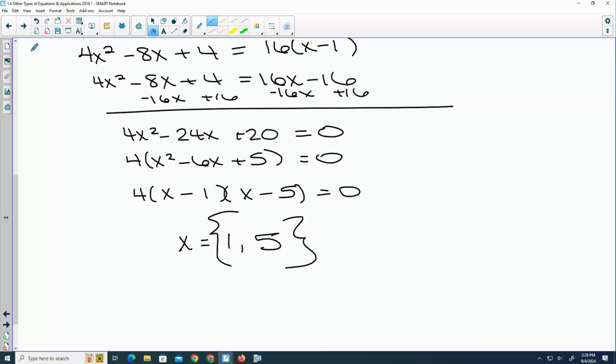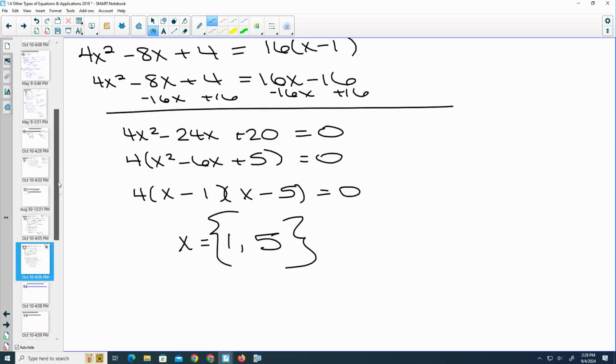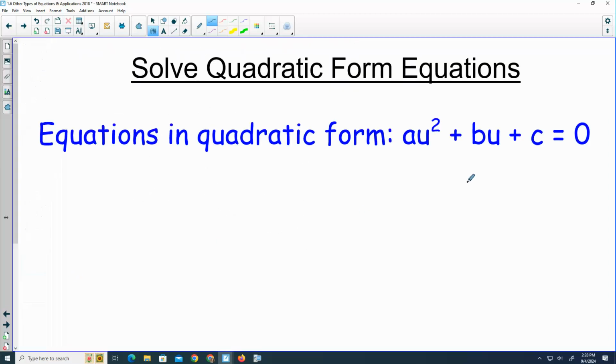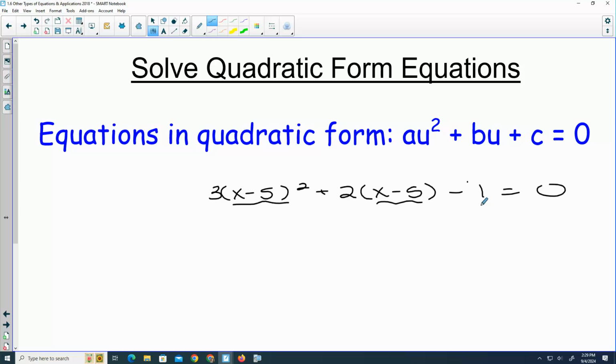The last type of problem I want to look at today is something that's called a quadratic type. That means it's kind of like a quadratic, but it's not perfect. Okay, we know a quadratic is ax squared plus bx plus c equals 0. This, it's something square, but it may not be just a perfect x. It might be like x minus 5 squared, and 2 times x minus 5 minus 1. Okay, this is not what we would think of when I say quadratic, but you'll notice I have this to the second, that to the first, and a constant. So it's kind of like a quadratic.